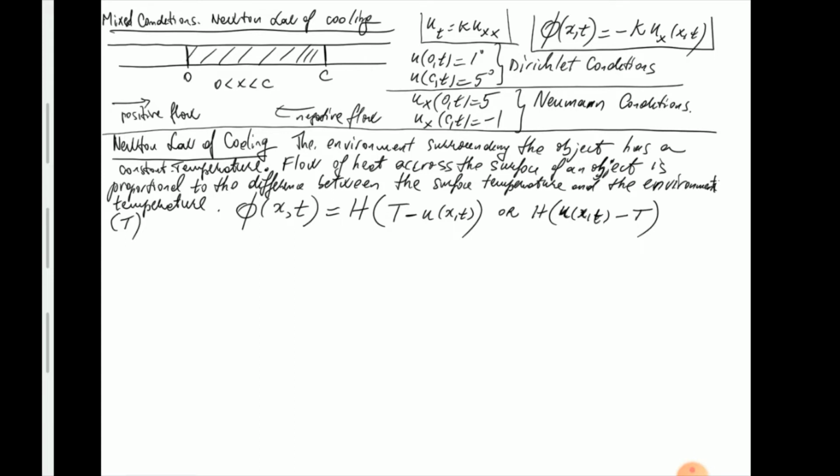So this phi of x t should be either positive or negative depending on whether the flow is to the right or to the left. This big H, like with all formulas like this, is a physical constant. This is basically the surface conduction term. It's the ability of the surface material of the object to conduct thermal energy or heat.